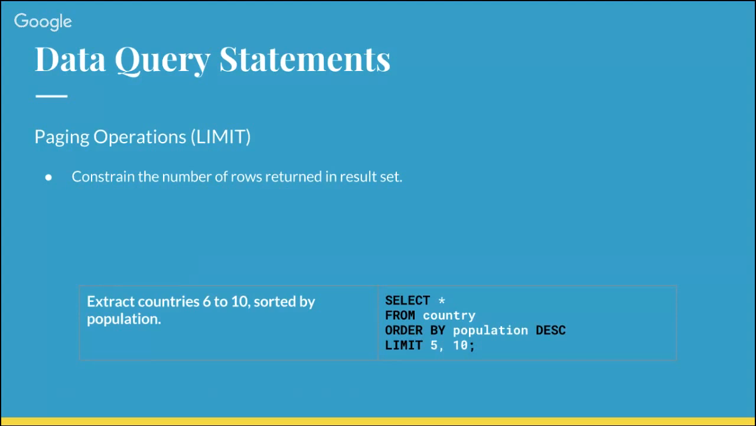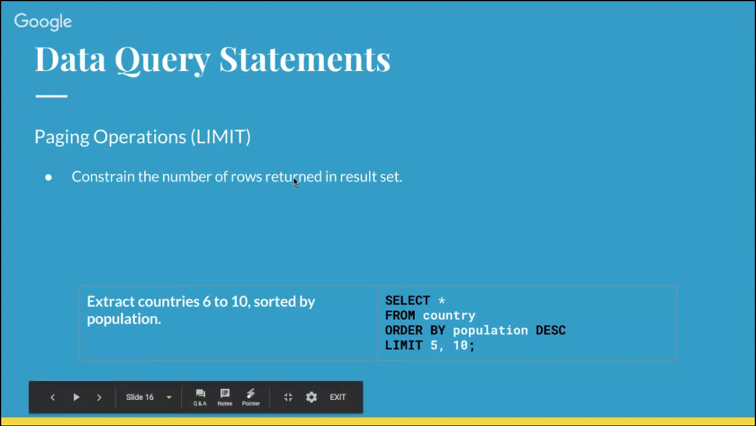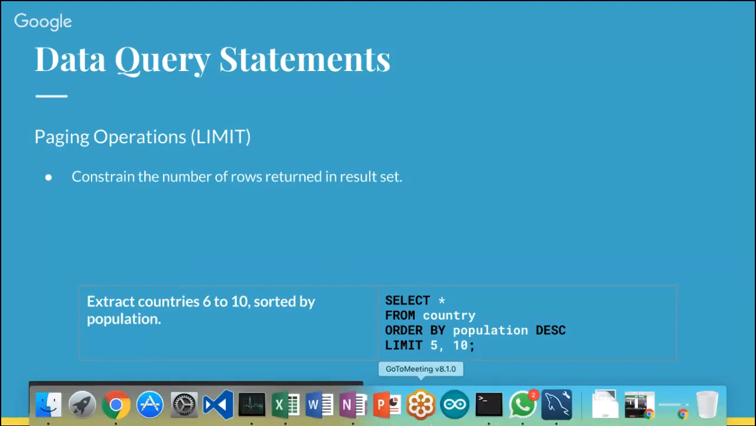So you display 1 to 10 on the first page, and then on the next page you would do 11 to 20 and then 21 to 30, and so on and so forth. This is what we call a paging operation. So you want to constrain the number of rows returned in the result set, right? The way to do that is like this.